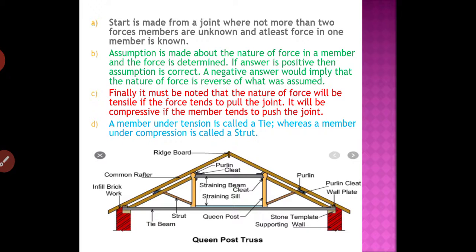Finally, it must be noted that the nature of force will be tensile if the force tends to pull the joint. It will be compressive if the member tends to push the joint. A member under tension is called a tie, whereas a member under compression is called a strut. I discussed these in detail in the last lecture, but again I want to discuss it.